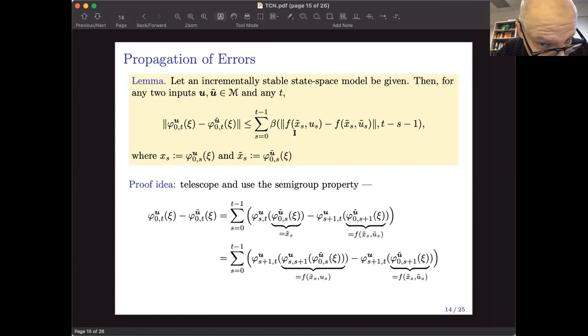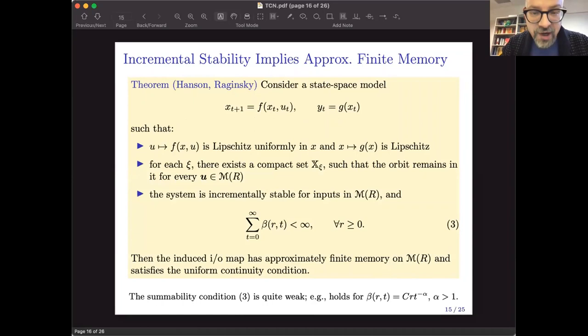So if the system is incrementally stable, then you can also answer the question of what happens when I feed it with two different inputs. The proof is very simple, a telescoping argument, and then you use the semigroup property. The whole point of the state is that the state at time t gives you all the information you need in order to determine where the system will be next. With this result, we can establish incremental stability as a sufficient condition for approximately finite memory, and we can actually quantify it.